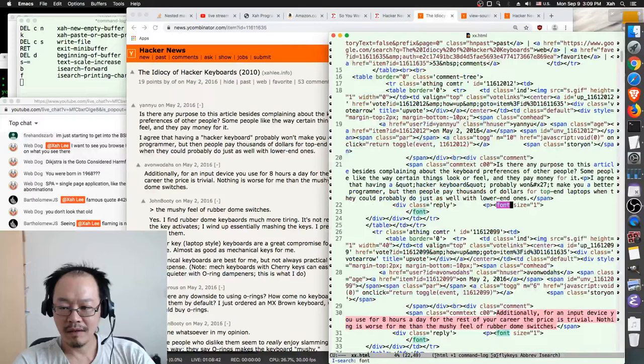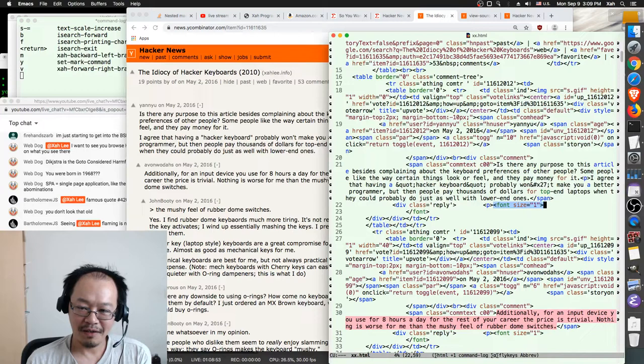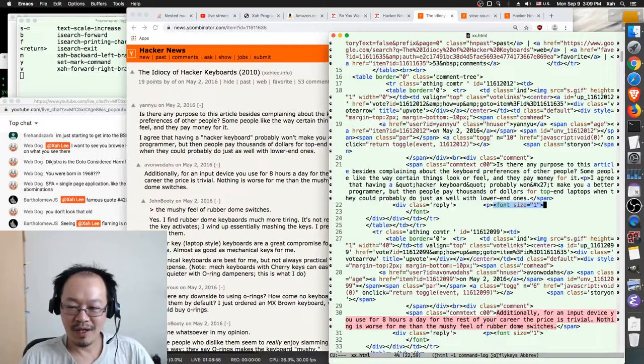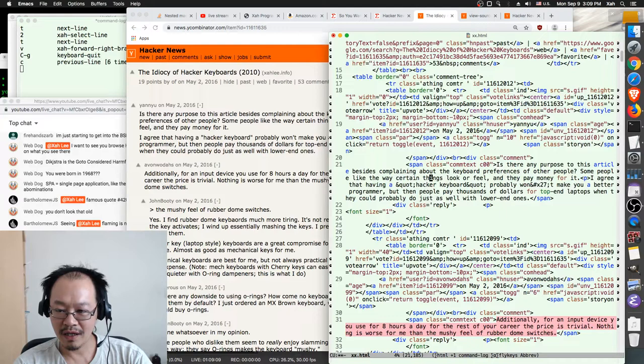Okay, yeah, so if you look at the Hacker News source code, you can see this is like 1990. This is HTML 1999, okay? Hacker News is still using HTML like 1999. Well, they actually improved a lot. You see this font tag? That's 1999's HTML. They actually improved a lot.